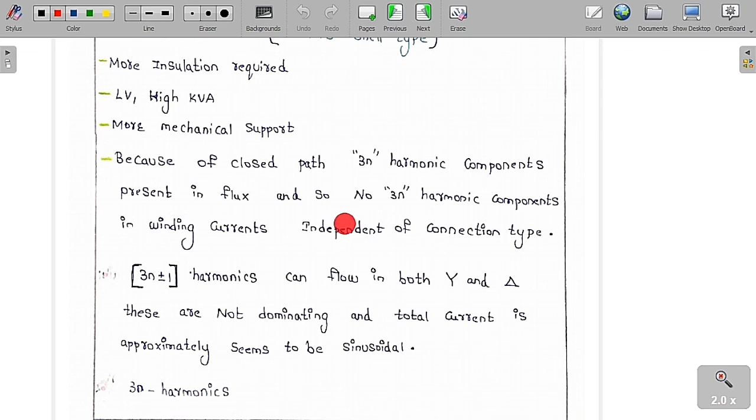So as you can see clearly, there is a closed path. Whenever there is a closed path, 3n harmonics are going to be present in the flux. Then definitely if it is in the flux, it will not be in the current. So irrespective of the type of connection we prefer for this 5-limb core, the 3n harmonics will never be present in the winding currents, irrespective of the type of connection you choose.